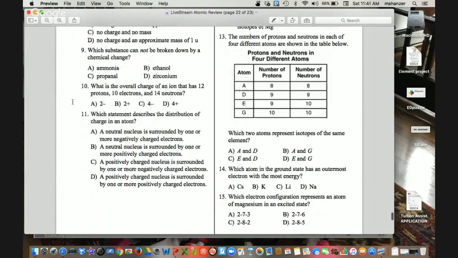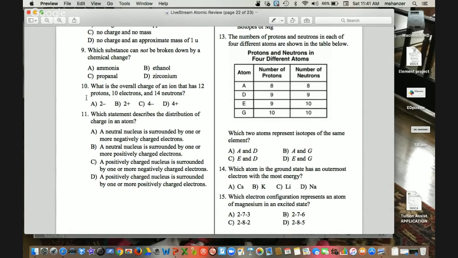Question 10, what is the overall charge of an ion that has 12 protons, 10 electrons, and 14 neutrons? So this is a great question because now it's checking your understanding of the subatomic particles that make up an atom or an ion. Since they're telling you that it has 12 protons, it is element number 12, which is magnesium.